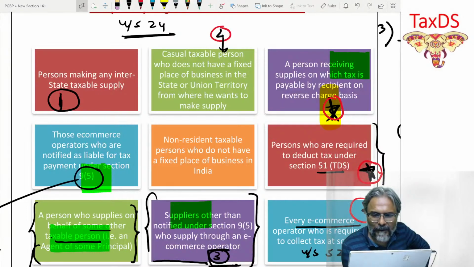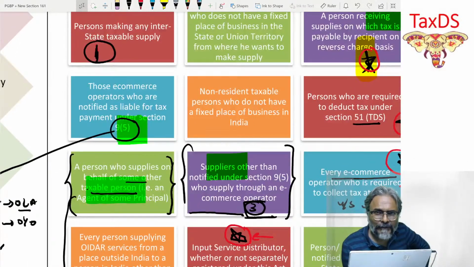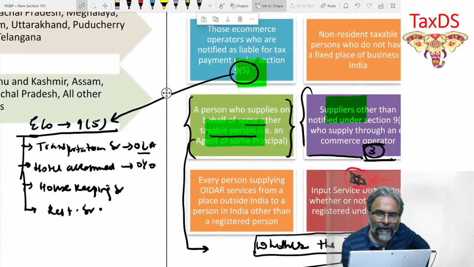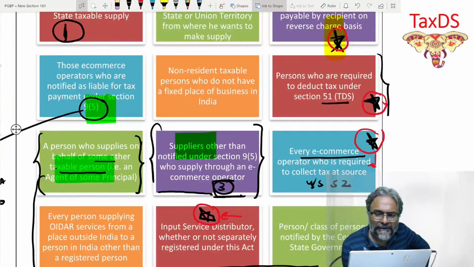Now, this third box is about the person receiving the supply, on which the recipient is liable to pay the GST under the reverse charge mechanism. Whether that recipient will be under the obligation to get themselves registered, and the answer is yes. Now, this 9(5) e-commerce operator, which you all can see over here, students, is about a transporter, that is Ola, hotel accommodation OYO, housekeeping services, and the restaurant services. Non-resident taxable person who does not have any fixed place of business in India. Persons who are required to deduct the TDS under section 51.